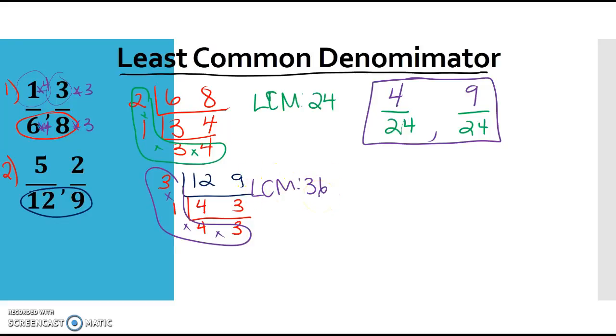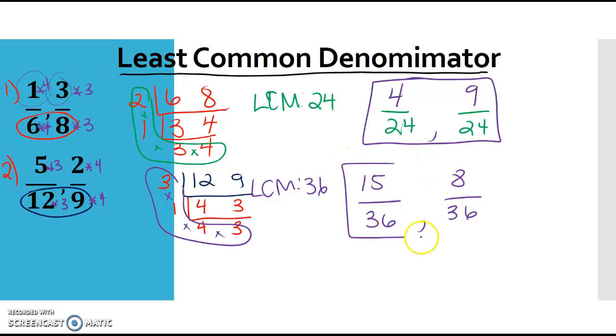And then again, horizontally across the page, we're going to rewrite these fractions with that least common denominator, which we just found was 36. So if we go back to our original two fractions, 12 times 3 gives us 36. So 5 times 3 is 15. So that's our new numerator. And then 9 times 4 is 36. So 2 times 4 is 8. So our fractions written with the least common denominator are 15/36 and 8/36.